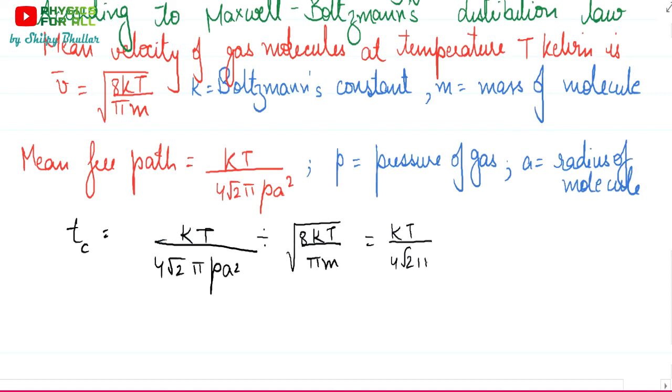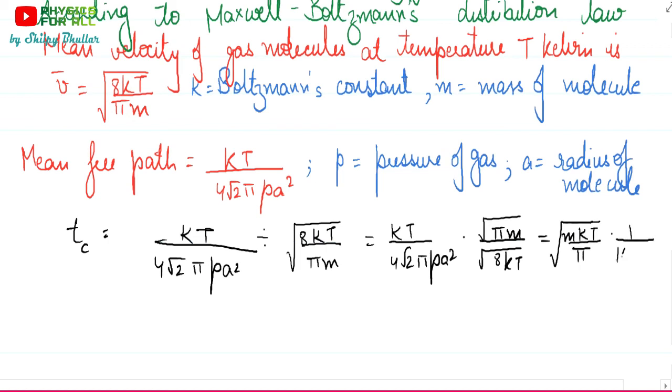kT over 4 root 2 pi p a square, and then we have here pi m and here 8 kT. Now kT here is in square root and here as it is, and then we have 8 in the root and here we have 4 root 2 pi here as it is. So on solving we get under root m kT by pi and 1 upon 16 p a square. This is TC.